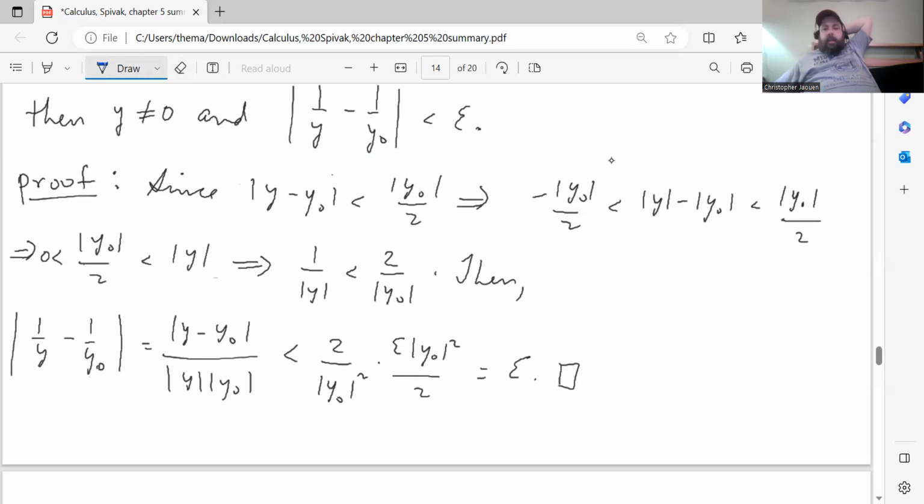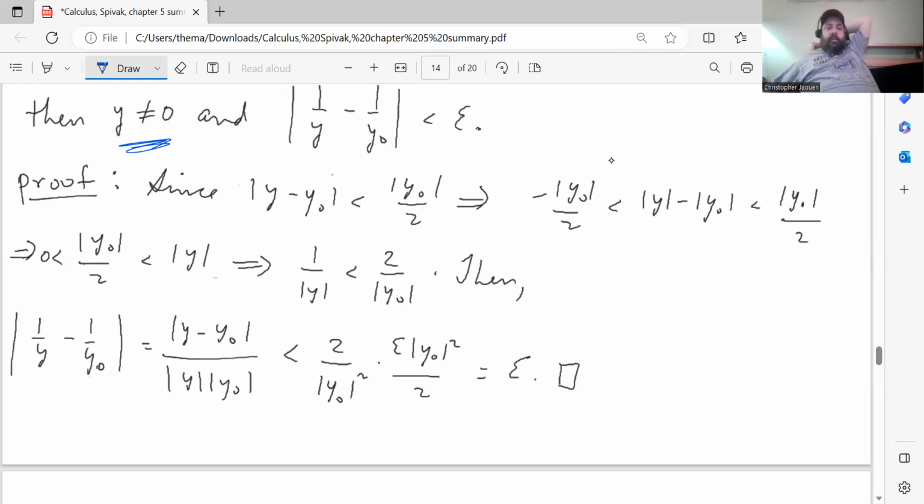Okay, and then here, if you add absolute value y0 to both sides, then you get that 0 is greater than absolute y0 over 2, less than absolute value y, which shows that y is bounded away from 0. So that shows this part, right? y is not 0. That implies that 1 over absolute value y is less than 2 over absolute value y0 when you flip the inequality over, or take the reciprocals of both sides, right?